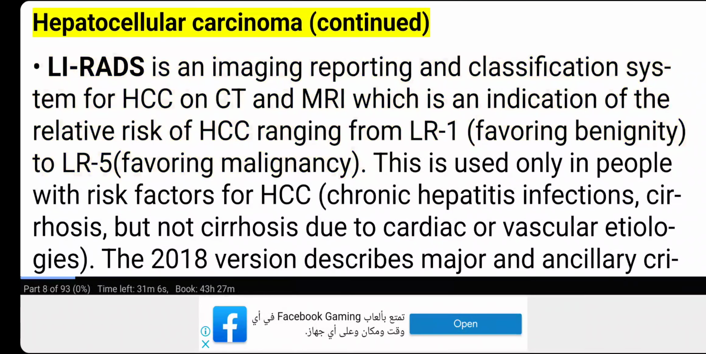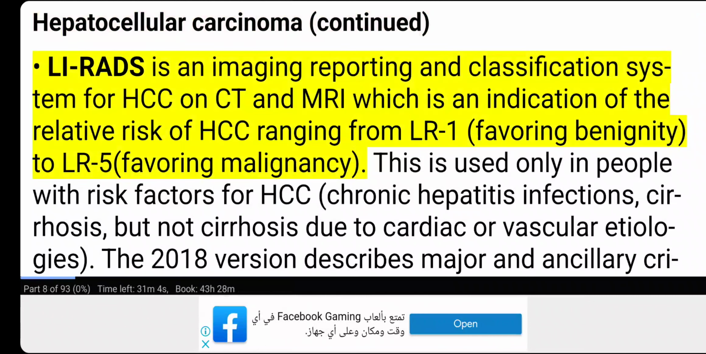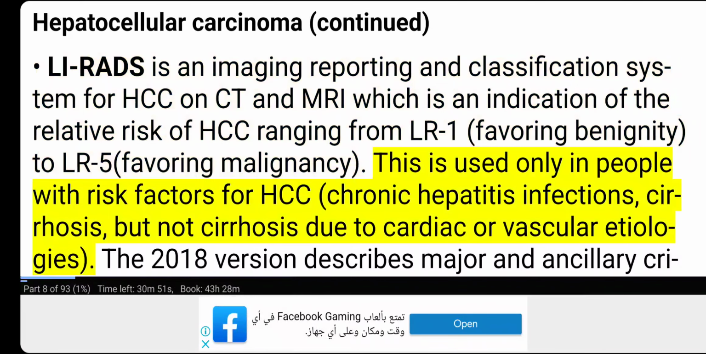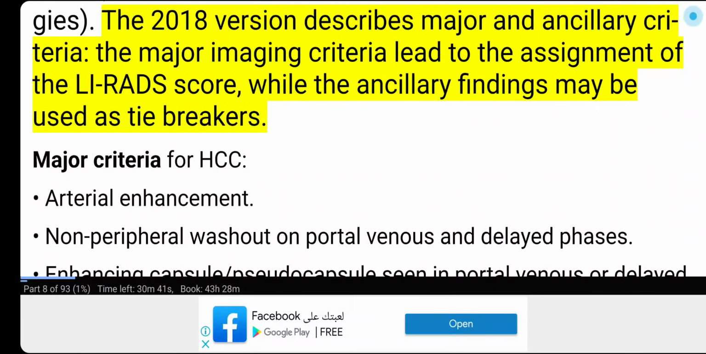Hepatocellular carcinoma, continued. LI-RADS is an imaging reporting and classification system for HCC on CT and MRI, which is an indication of the relative risk of HCC ranging from LR1 favoring benignity to LR5 favoring malignancy. This is used only in people with risk factors for HCC, chronic hepatitis infections, cirrhosis, but not cirrhosis due to cardiac or vascular etiologies. The 2018 version describes major and ancillary criteria.